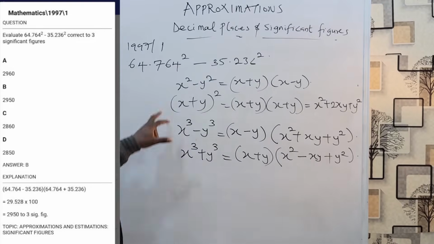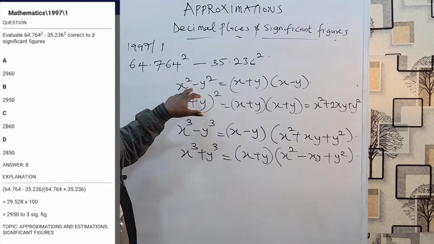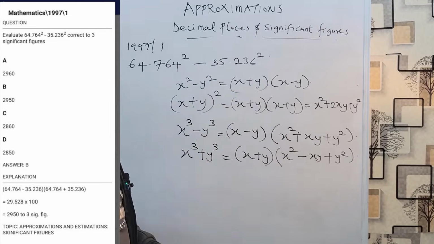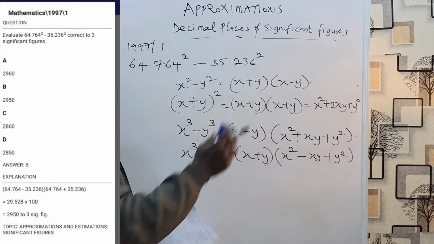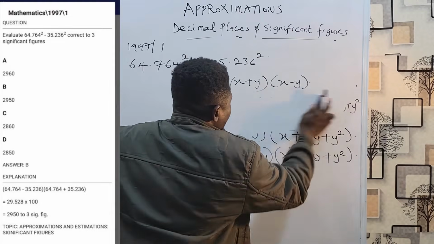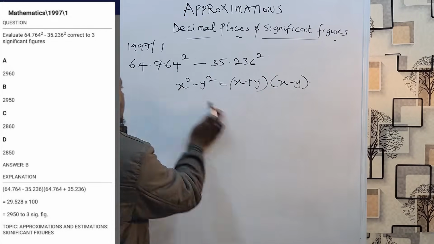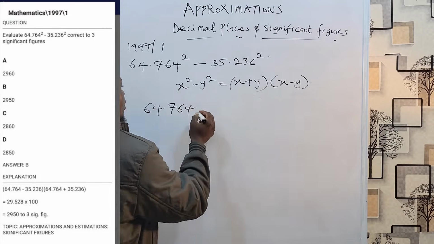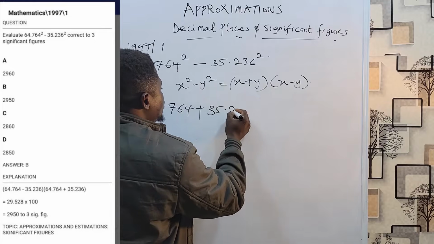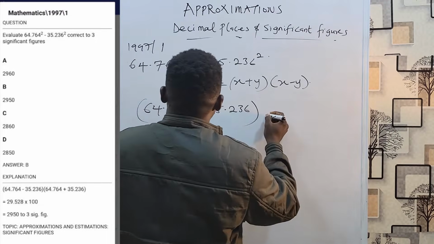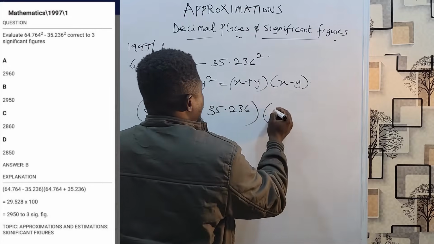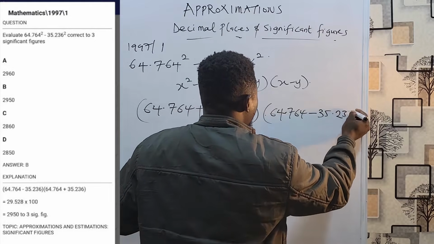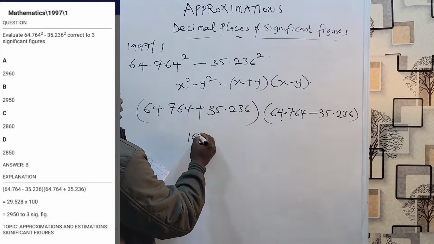So what do you do from here? The one that looks like our question here is x squared minus y squared. What you are told to do is to use this expression to solve this question. So if you know it, you already know from your head that this is this. Let's use that first one. If you use it, you are going to have 64.764 plus 35.236, then into bracket 64.764 minus 35.236. If you add this together, I'm going to have 100, right?